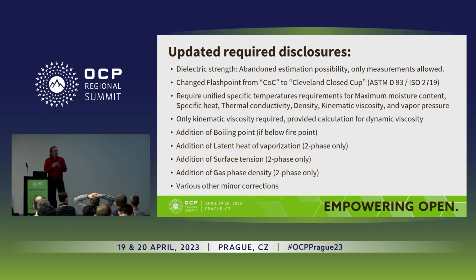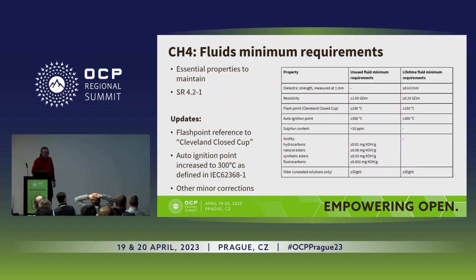We've now reduced the requirement for viscosity to only disclose the kinematic viscosity. Why is that? Because the dynamic viscosity can be calculated. We've added boiling point, especially to account for two-phase fluids, addition of latent heat of vaporization, surface tension and gas phase density, all for the two-phase materials, which are all, again, looping back into figure of merit calculations. And we've added a whole bunch of minor corrections.